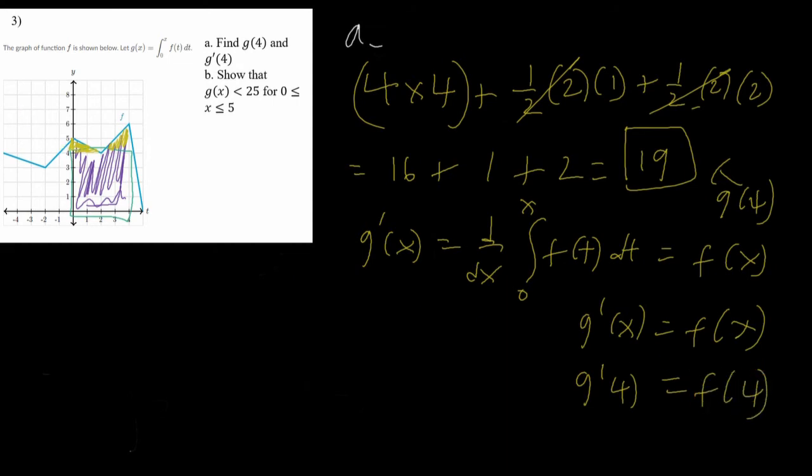And then looking at our graph here, f of 4 is this point, and that is 6. So you have g prime of 4 equals 6.